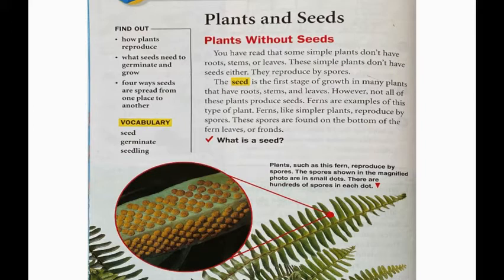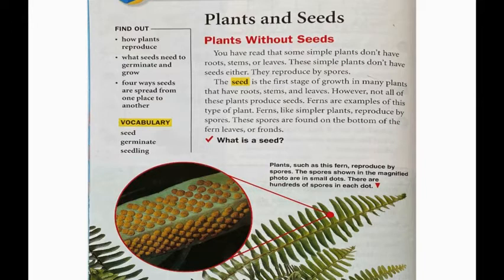Because our science text pages for this week are so long, I'm going to read them with you. This page is called Plants and Seeds. First, we're going to learn about plants without seeds. You have read that some simple plants don't have roots, stems, or leaves. These simple plants don't have seeds either. They reproduce by spores. The seed is the first stage of growth in many plants that have roots, stems, and leaves. However, not all of these plants produce seeds.